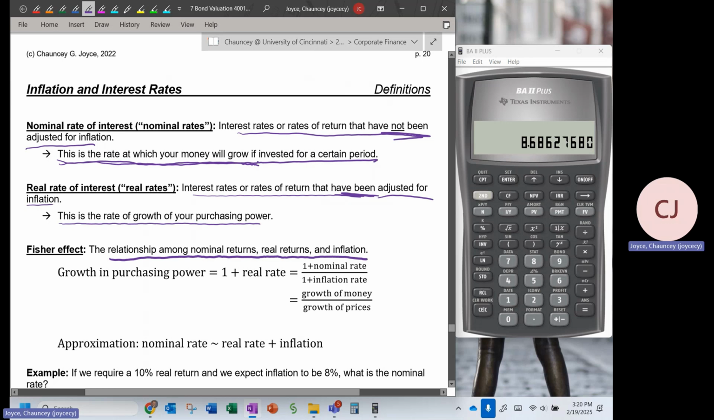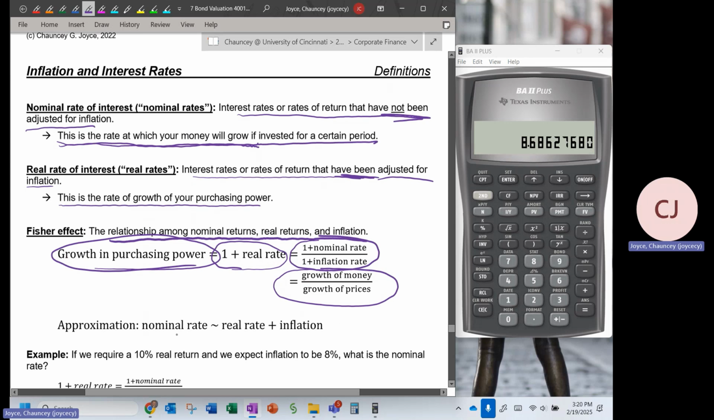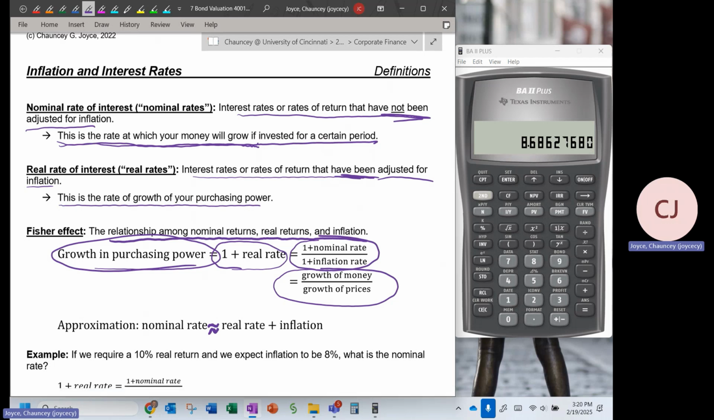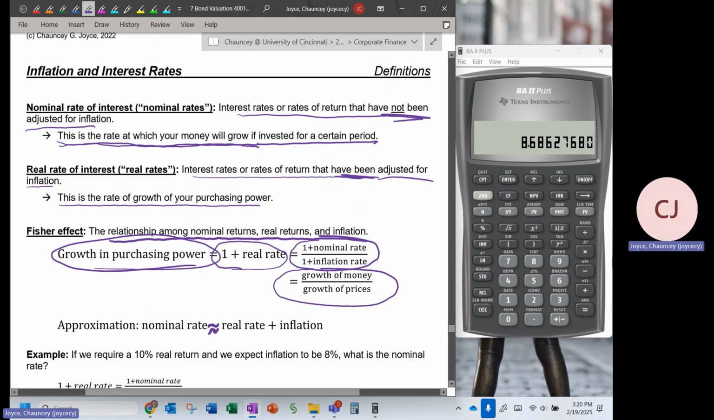The real rate is the interest rate or rate of return that has been adjusted for inflation. Think of this as your growth rate of purchasing power. So the growth rate of purchasing power is: 1 plus the real rate equals 1 plus the nominal rate over 1 plus the inflation rate. So your growth rate in purchasing power is the growth rate of money over the growth of prices. You can approximate this as the nominal rate being approximately the real rate plus inflation. However, don't use this approximation to actually do any math, any compounding, because any estimate you make in an interest rate compounded is just going to be magnitudes off.